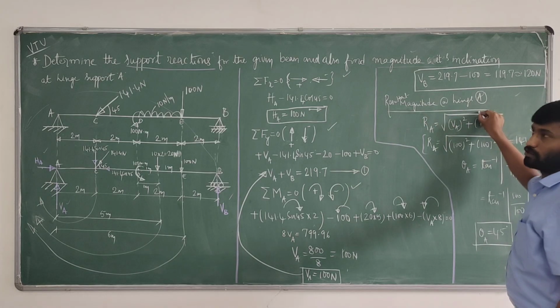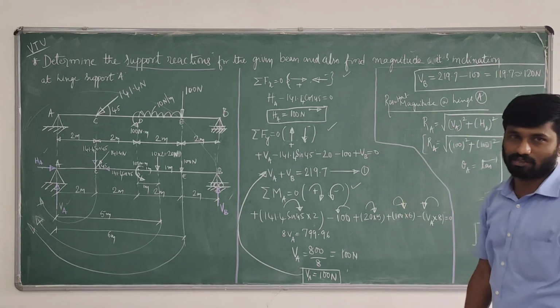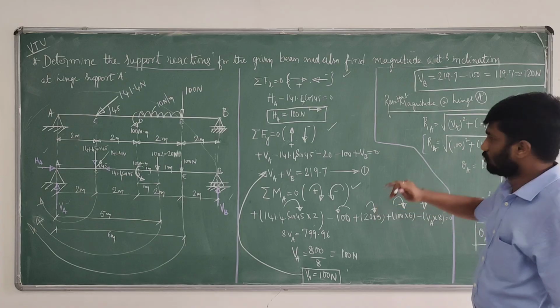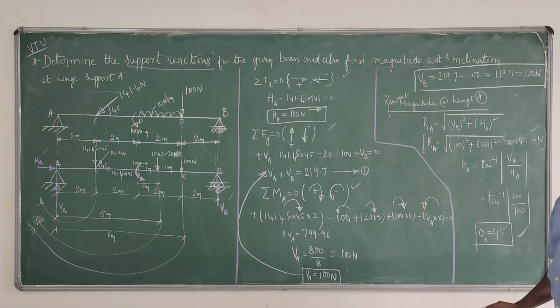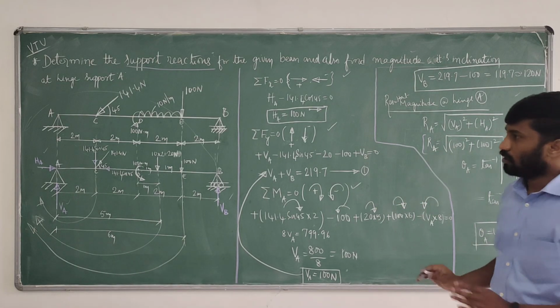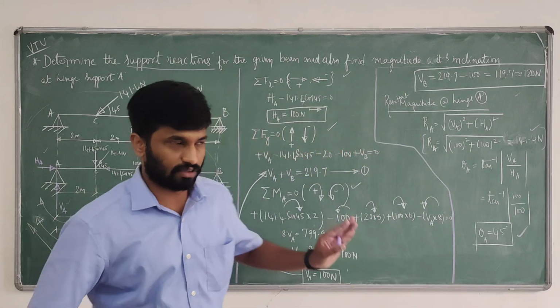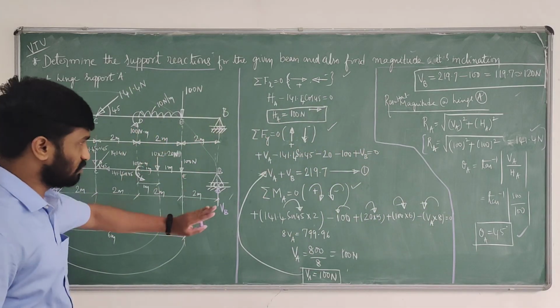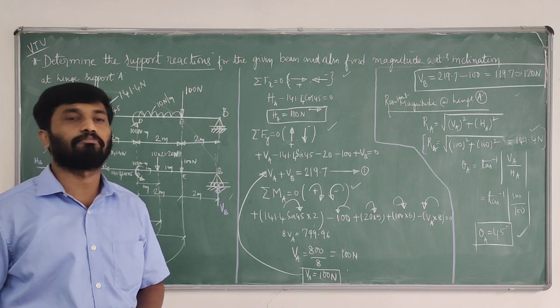Next, the resultant magnitude at the hinge. Generally they will ask for magnitude and direction, so RA and theta A. It's very simple. I hope you are getting these simple steps. Please practice these kinds of problems. They are very important problems.